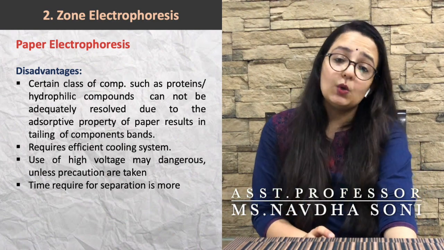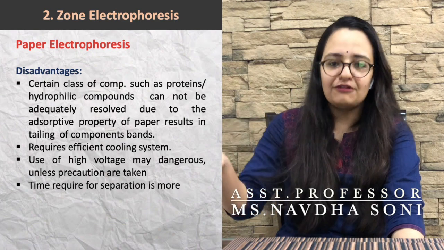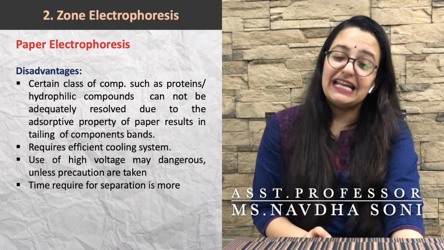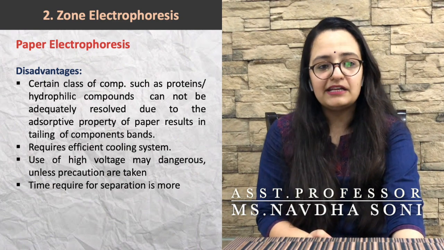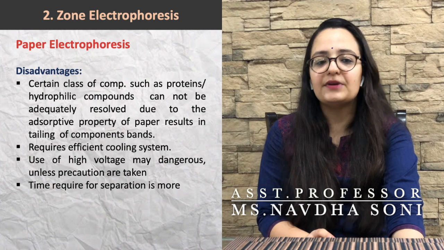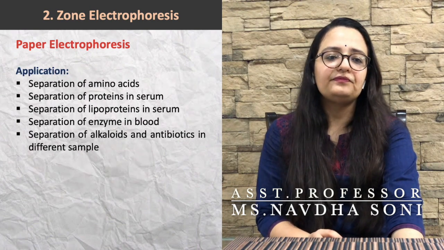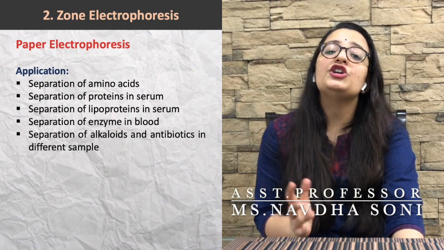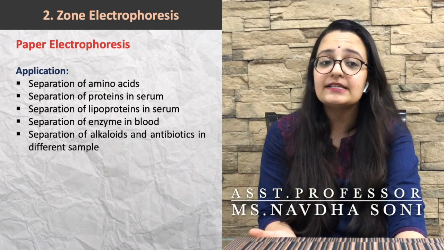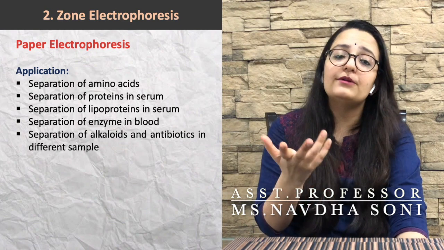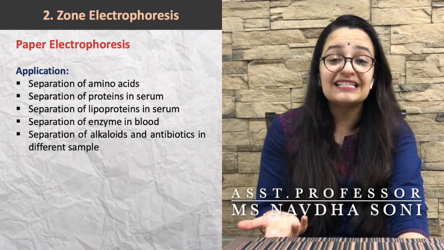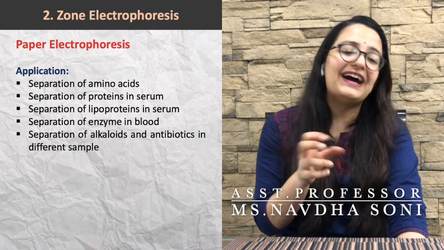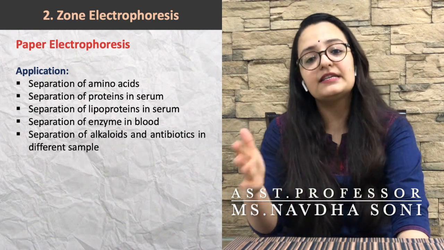It requires an efficient cooling system to minimize the generated heat. Use of high voltage may be dangerous unless precautions are taken, and the time required for separation is more. Generally, paper electrophoresis is used for the separation of amino acids, and the separation of proteins, lipoproteins, and enzymes in blood and serum. It is also used for the separation of alkaloids and antibiotics in different samples.